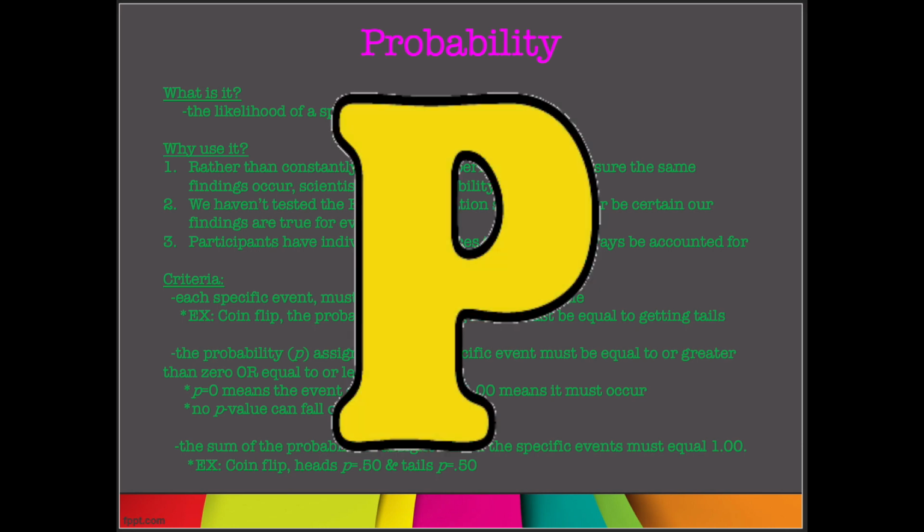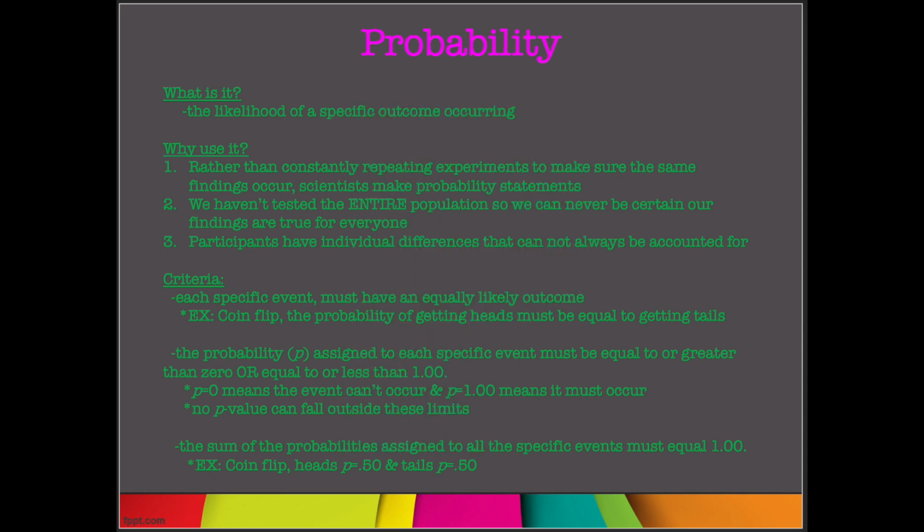And then the next criteria for using probability is that the probability value, which we symbolize with a P, as you see here, assigned to each specific event must be equal to or greater than 0, and equal to or less than 1. So in other words, p-values, or probability values, fall between 0 and 1. So it's a lot of two digits after the decimal. A p-value equal to 0 means the event cannot occur, and a p-value equal to 1 means it must occur. So no p-value can fall outside of these limits.